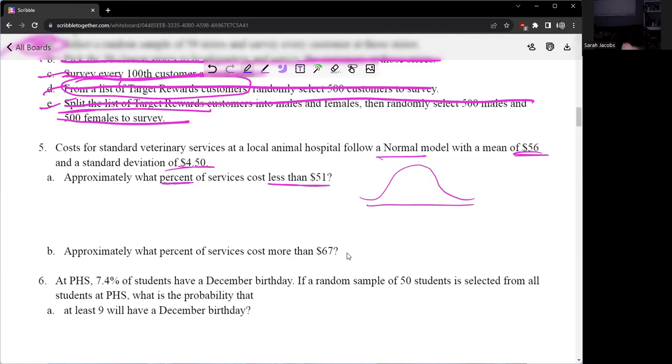I'm going to put my mean right in the middle here at 56. And 51 is just a little bit below one standard deviation. And what I want then is less than 51. I like to draw these pictures because the shading helps me think about what are my upper and lower bounds. So we're going to say normal. It's normal. Normal CDF.